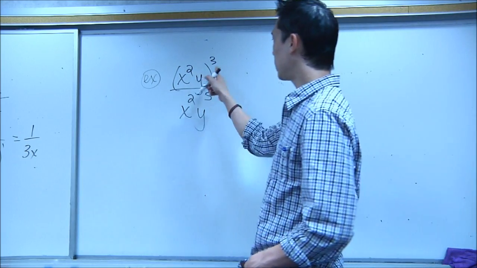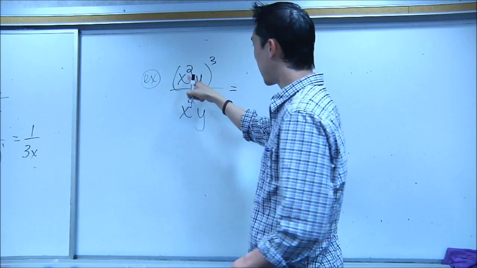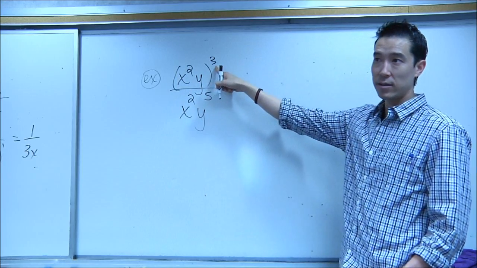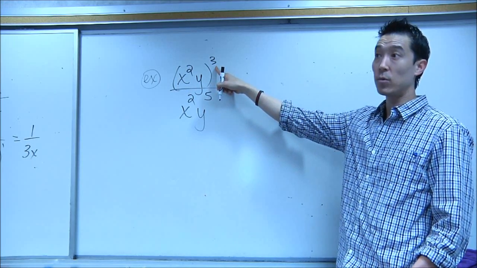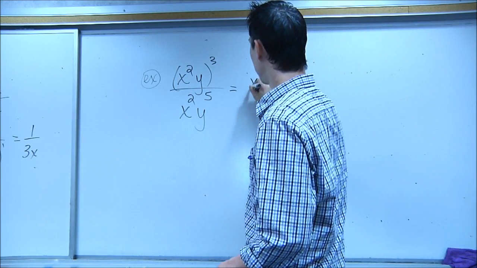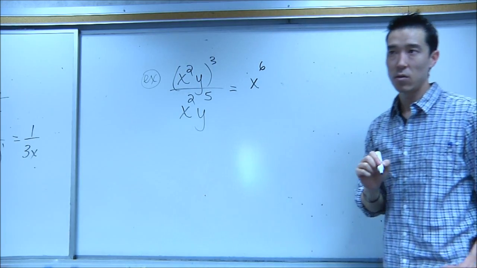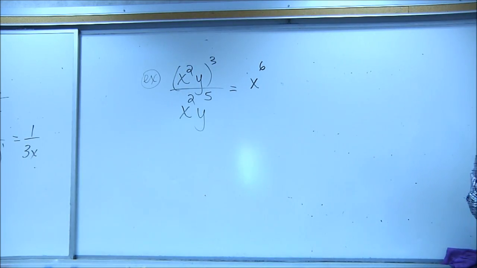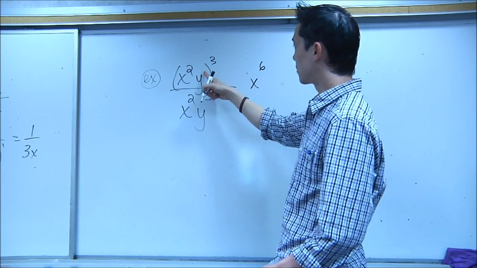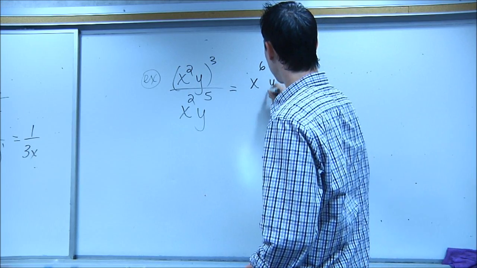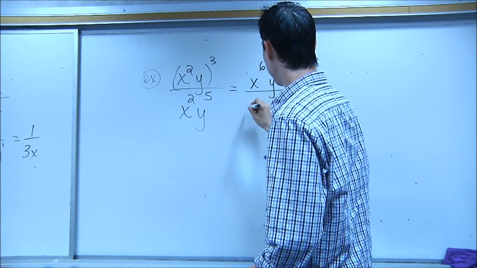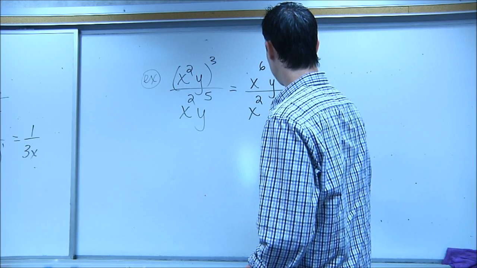How do I deal with that? What's going to happen there? I have a power raised to a power. That's the only time we ever do what? Multiply the exponents. So you get x to the 6, y to the 3rd, right? There's a 1 here, 1 to the 3rd is y to the 3rd. So now you have this, and you have this.